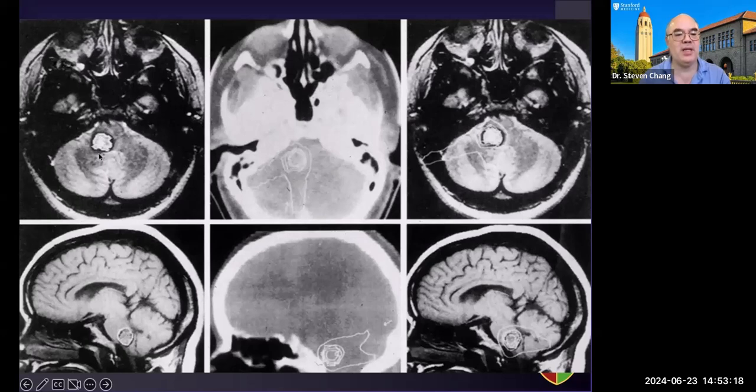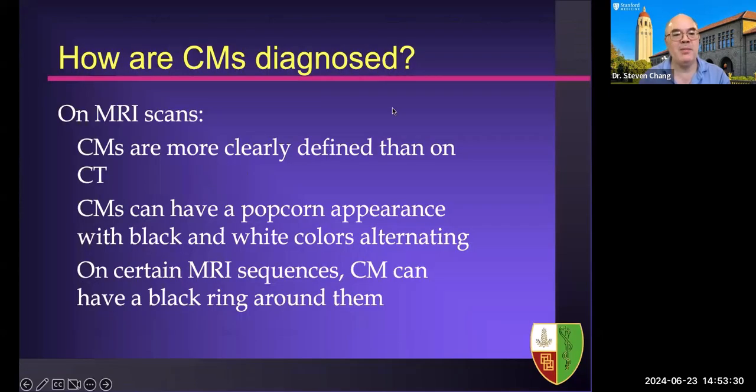If you look over to the right, this is what an MRI scan looks like typically, and the cavernous malformation is much easier to see. It has a very black ring around it that we'll talk about in a bit in terms of what that means. So on MRI scans, as we've seen, cavernous malformations are more clearly defined than on CTs.